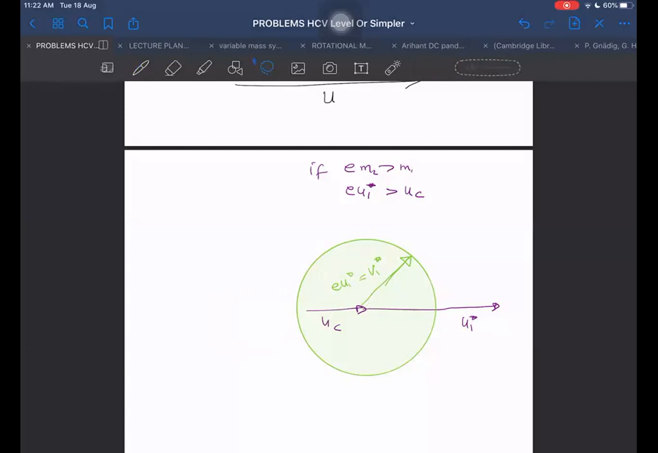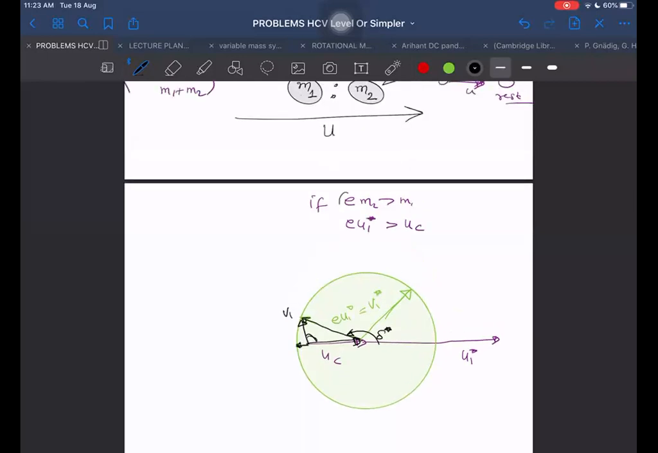In this particular case, if I take V1 star like this, then V1 will be the sum of UC and V1 star for this particular angle of deviation in the center of mass frame. So now obtuse angles are possible in this case easily. It can acquire any obtuse angle, and in fact it can become 180 degrees also. It can be just coming back like this. So whenever E times M2 is greater than M1, or whenever E times U1 star is greater than UC, in that case the body may have all possible angles of deviation.